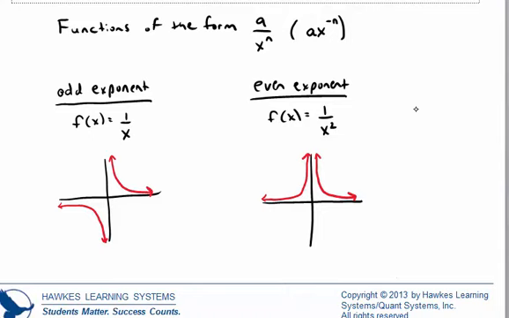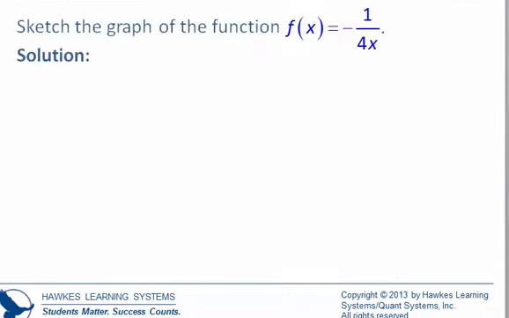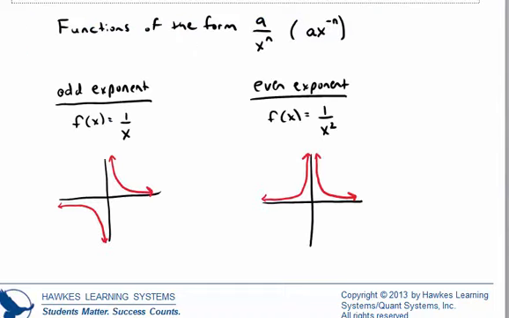All right, so let's look at an example. Sketch the graph of the function f of x is equal to negative 1 over 4x. So keep in mind that this is actually asking you to graph the function f of x is equal to negative 1/4 times 1 over x. And so we know what the graph of 1 over x looks like. The graph of 1 over x has this shape to it. So what is the effect of the negative and of the 1/4?